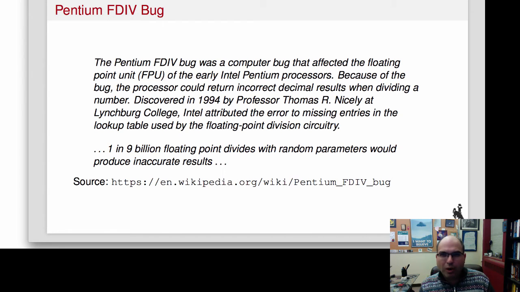You would need like 1 out of 9 billion numbers to actually have an error, right? So it worked 99.9999999% of the time. It just didn't work all of the time, okay? At first, Intel tried to say, hey, you know what, guys? It works most of the time, so what's the problem? And then they realized that was not the way to proceed.